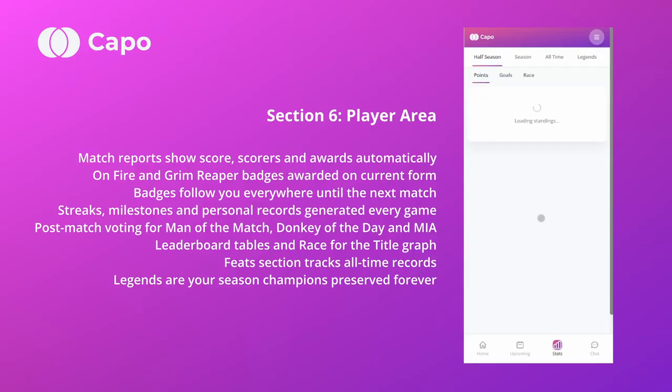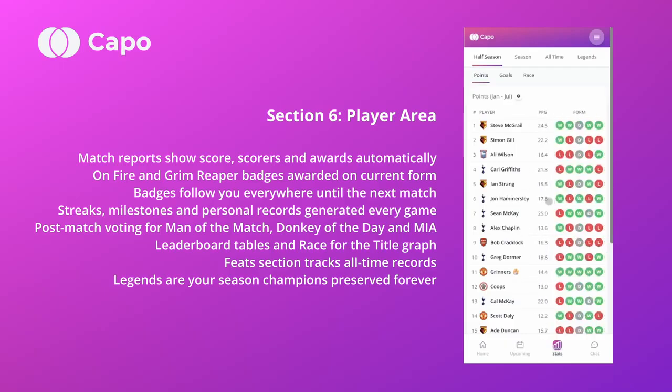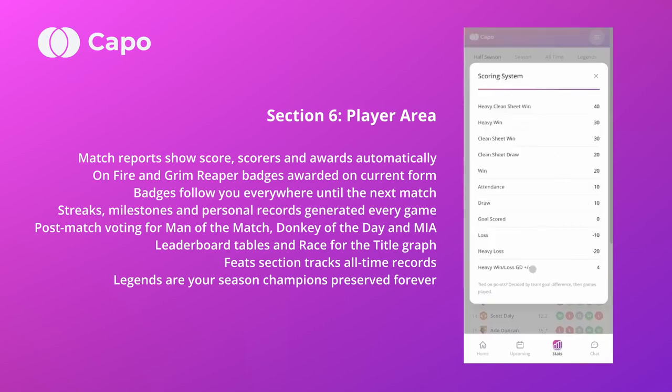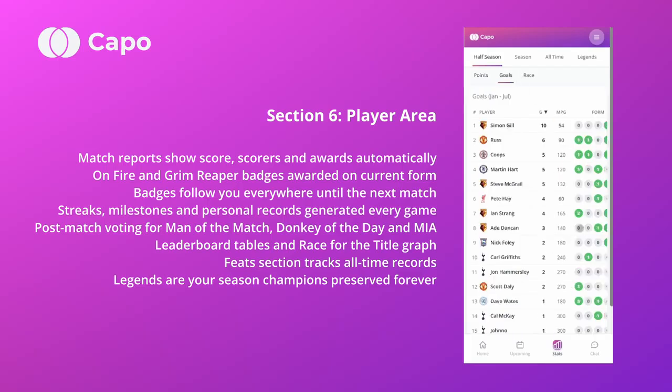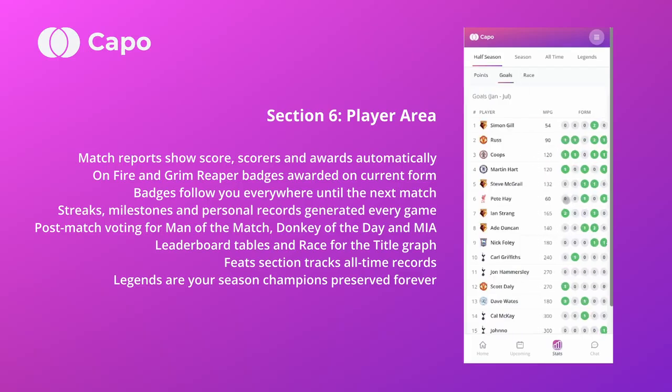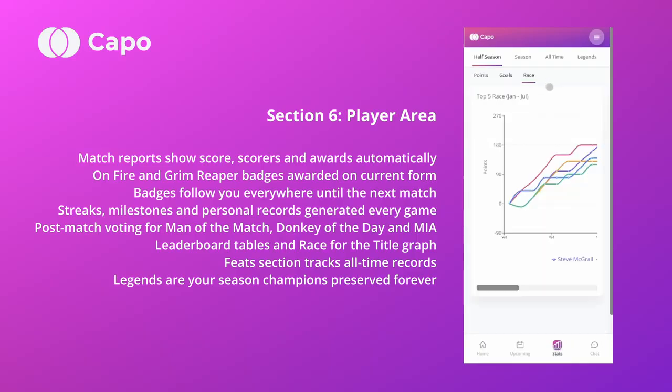Then the stats tables. So we have overall the stats table. So this is for the half season, the points table, fantasy points that you can configure, and it will give you your form, points per game and similar. You can click here to see the scoring system that is used. The same for season, and then you have a goals table separately, which shows the top scorers, minutes per goal, and how they've done recently, and the race for the title.